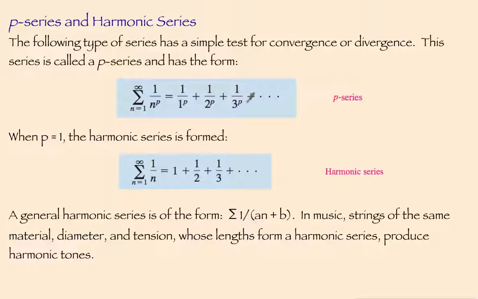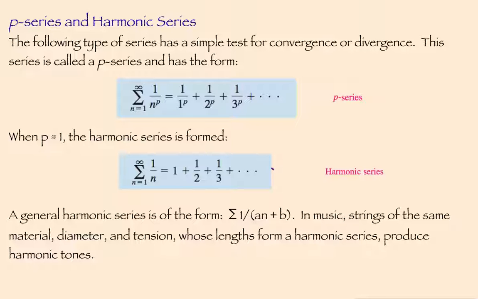The exponent doesn't change as it does in the geometric series. The base changes here in the p series. When p equals 1, the harmonic series is formed. So the harmonic series looks like this: 1 over n from 1 to infinity. Because now if p is 1, we have 1 over 1 to the 1, which is 1, 1 over 2 to the 1, which is 1/2, plus 1 over 3 to the 1, which is 1/3, etc.